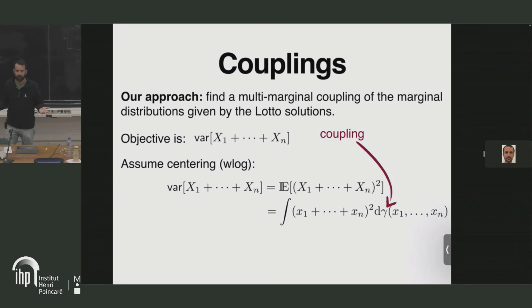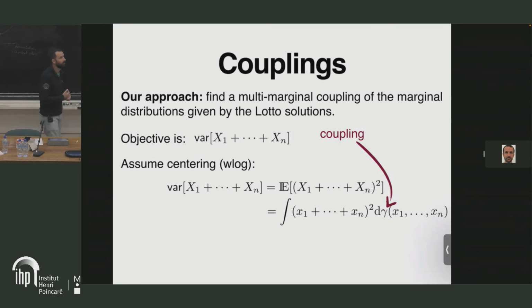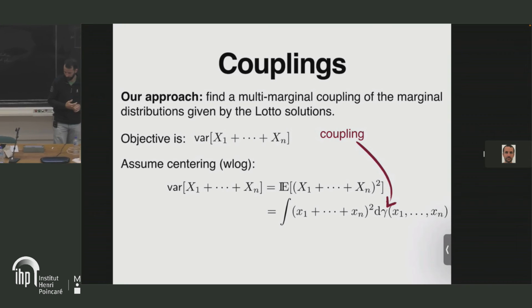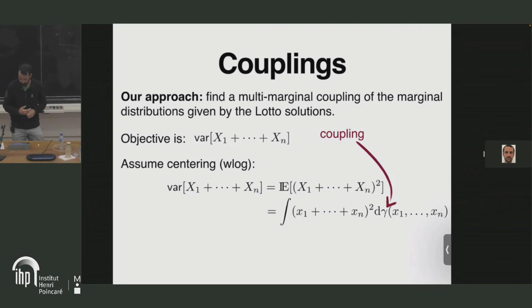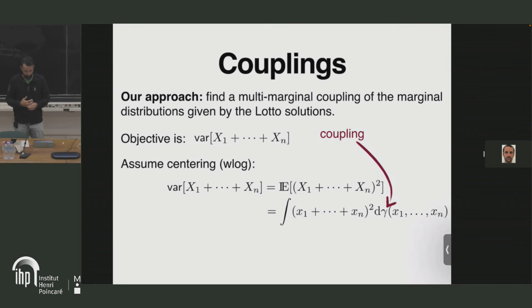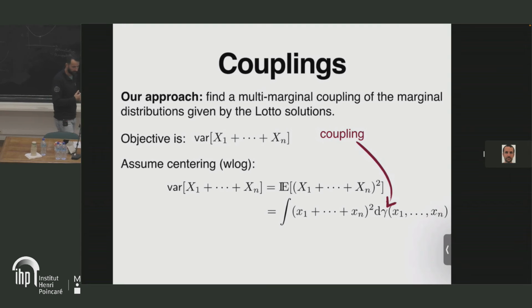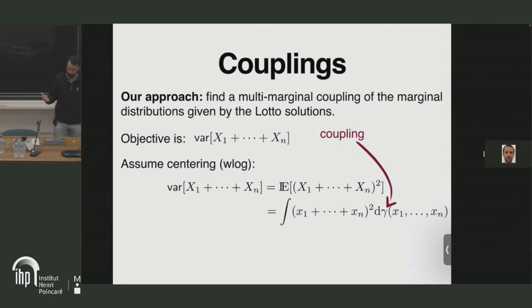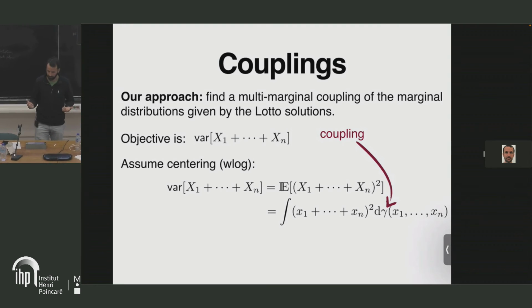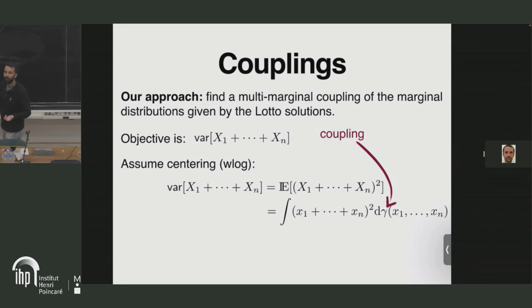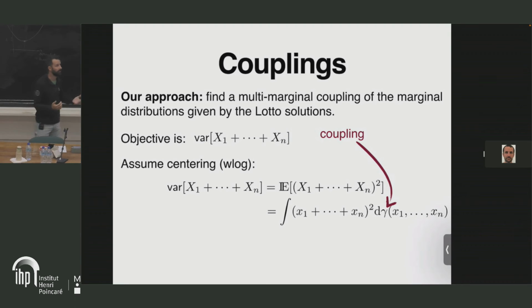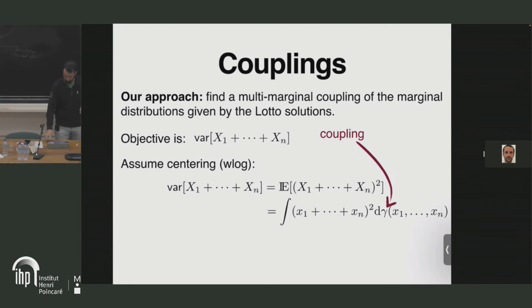Without loss of generality, we can assume here that the random variables are centered. And so the variance is exactly equal to the sum of the square of the sum. And therefore, our problem is to minimize the coupling gamma such that the average value of the integral of this sum squared against gamma is minimal.